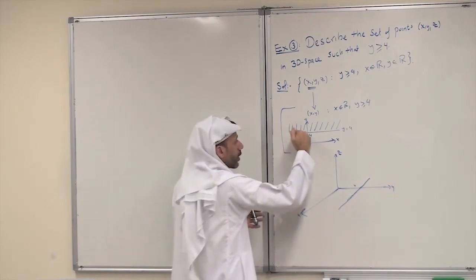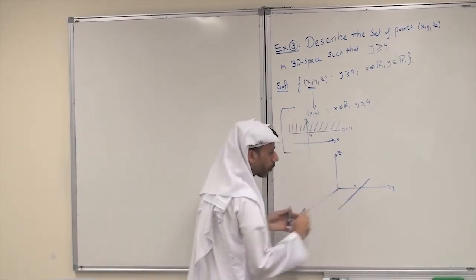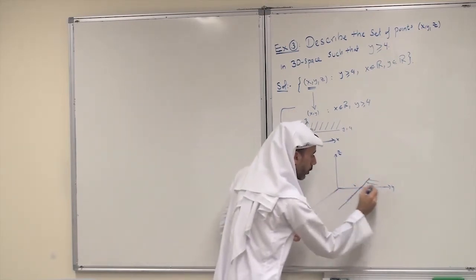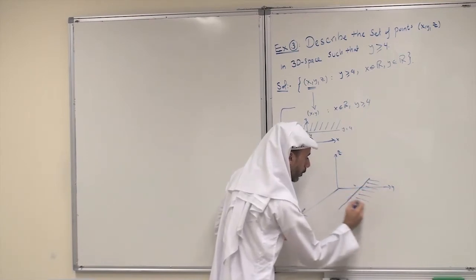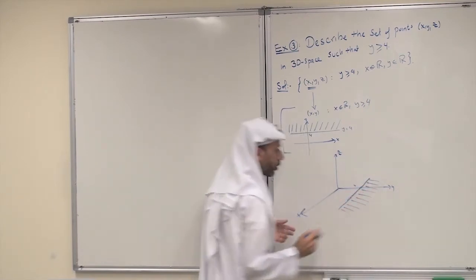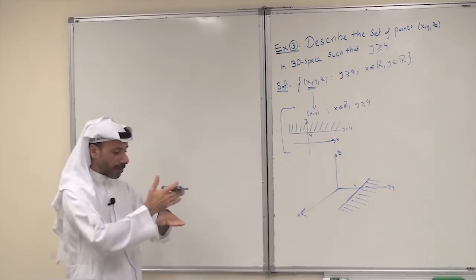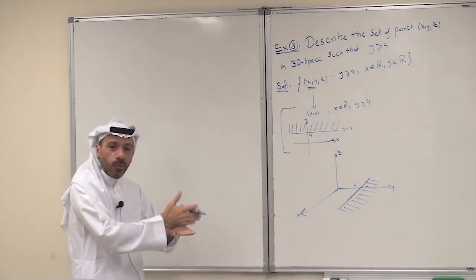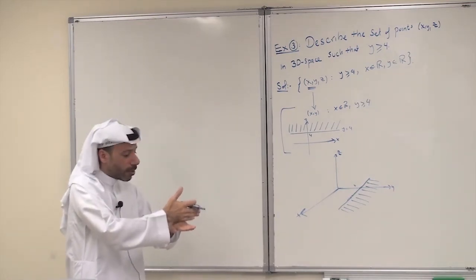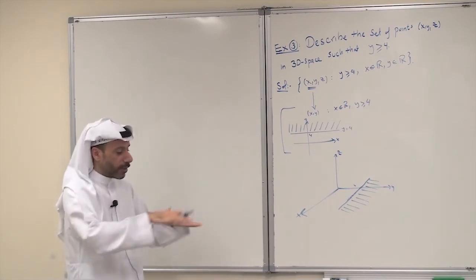And all points above it, all points to the right of it. So in the floor, you are on and to the right of the line y equals 4. This is in the floor.